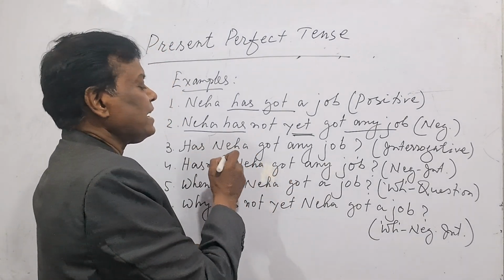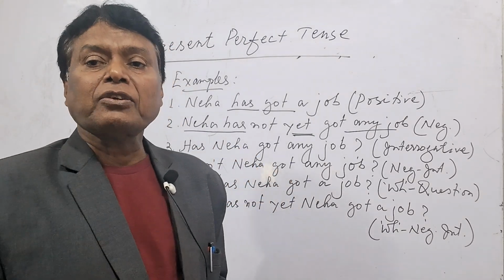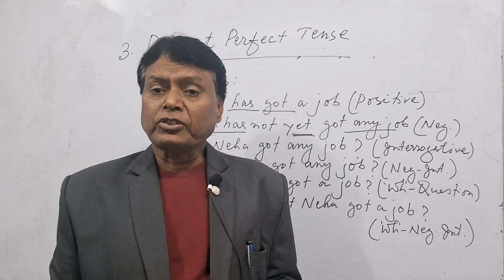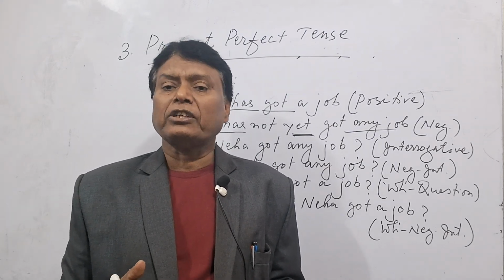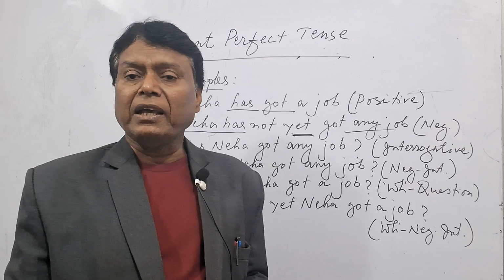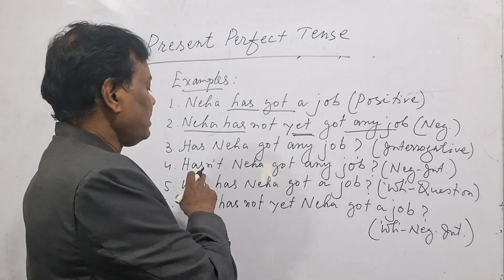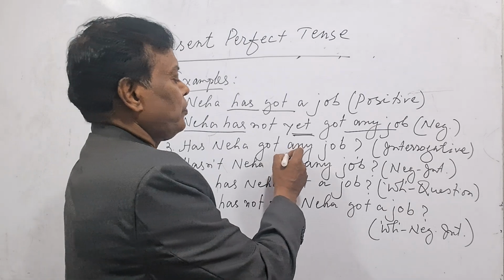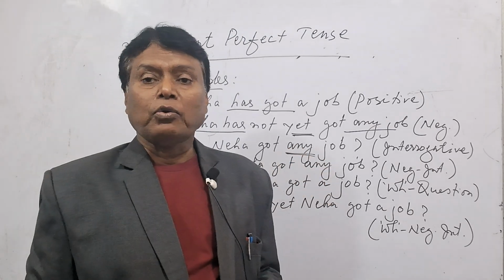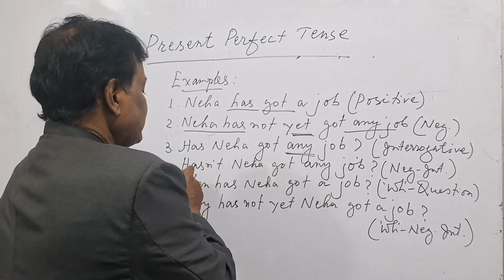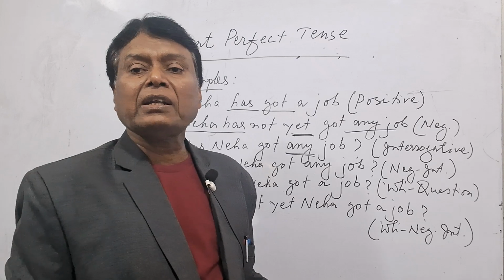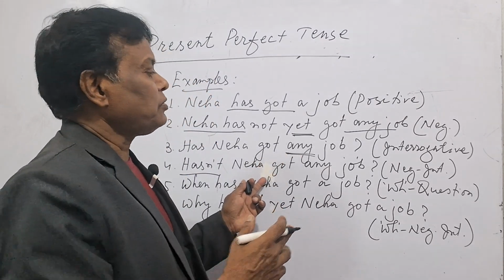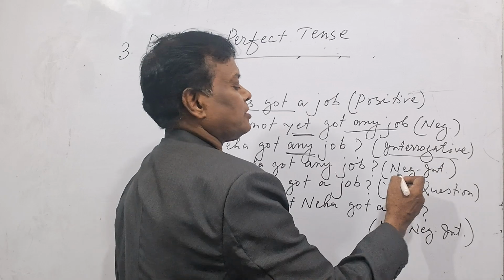Now, has Neha got a job? Suppose you were asking a question regarding any person. So, has she got a job? Has she not yet got a job? क्या उनको जॉब मिला है? क्या उनको जॉब नहीं मिला है? First of all, has Neha got any job? कोई भी जॉब मिला है क्या नेहा को? So next is your hasn't Neha got any job? क्या नेहा को कोई भी जॉब नहीं मिला? Positive interrogative, negative interrogative. So these two are interrogative sentences.